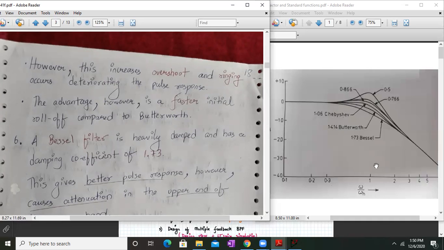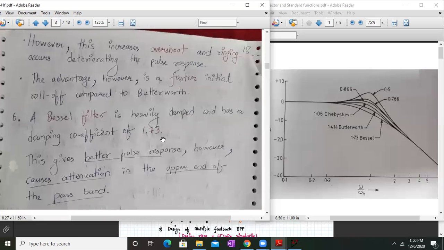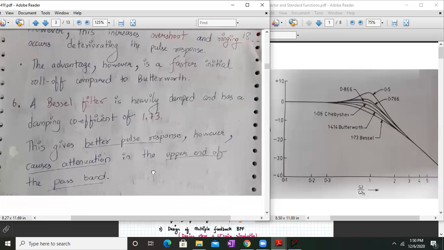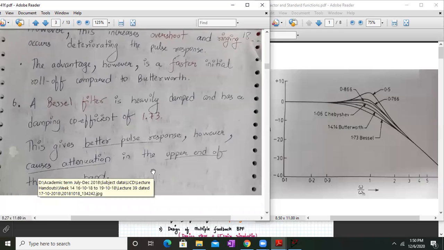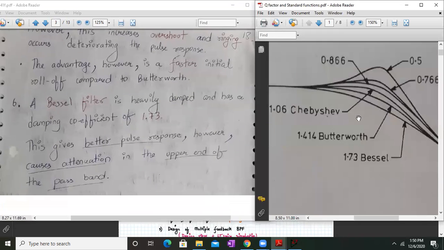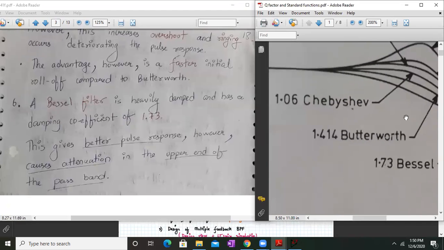It is faster to respond going into the stop band, and it is a faster roll off compared to the Butterworth. A Bessel filter is heavily damped and has a damping coefficient of 1.73. This gives a better pulse response, however, it causes attenuation at the upper level of the passband. If you see over here clearly, if this is my passband, it starts attenuating in the passband itself.